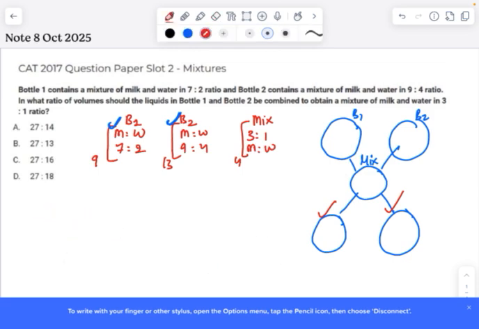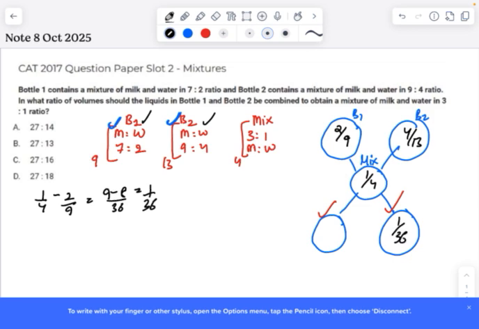If we go by the water, here we have 2 parts of water out of 9 parts, and here we have 4 parts of water out of 13. And here we have 1 part of water out of 4. Again just subtract 1/4 minus 2/9. This gives us 9 minus 8 over 36, that is 1/36. So I'll write 1/36 over here.